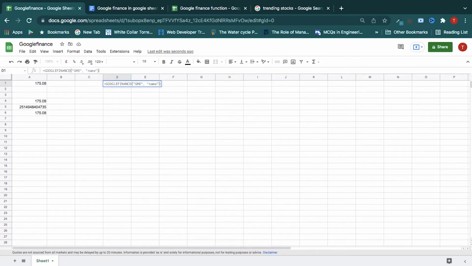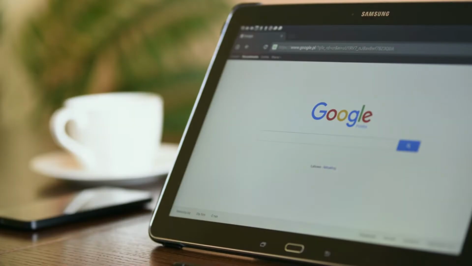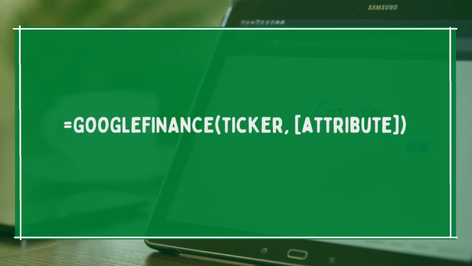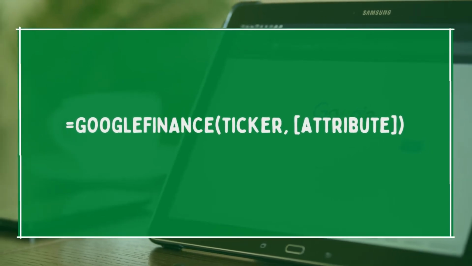Then name in commas and the bracket close. It will give us the attribute we wanted, which in this case was the name of GameStop. Now another way of using the Google Finance function in Google Sheets is using the syntax shown here.